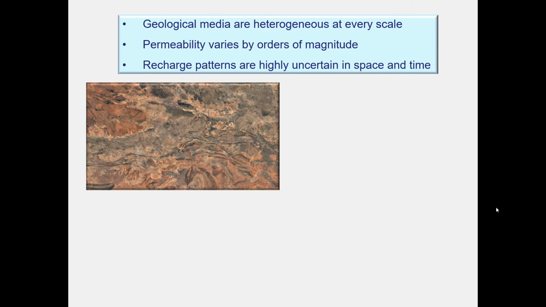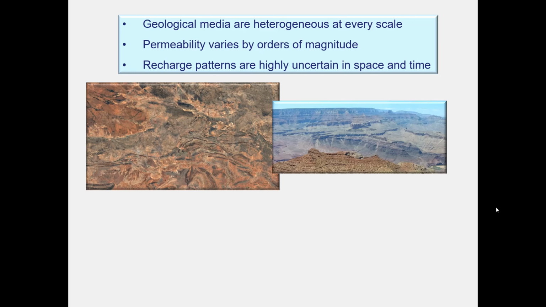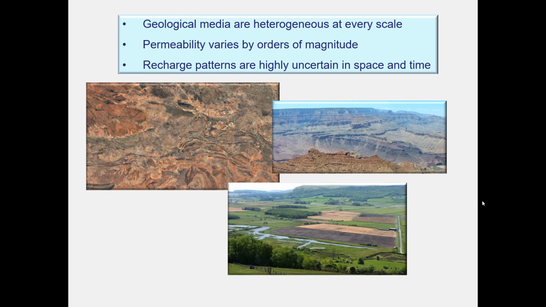The Earth is complicated just to look at from a satellite or from an aeroplane. The geology is complicated to look at in outcrop. Recharge patterns are complicated. They depend on land use, topography, rainfall, where the water lies after rainfall. And history matching is never going to provide a unique estimate of all the properties of a system that is this complicated.